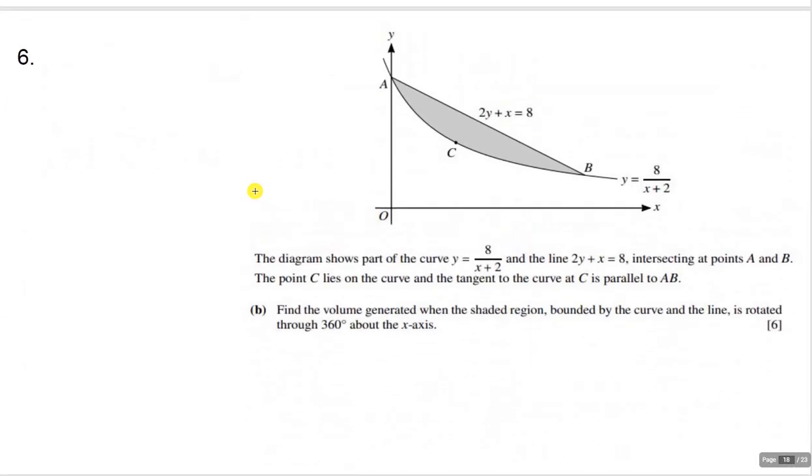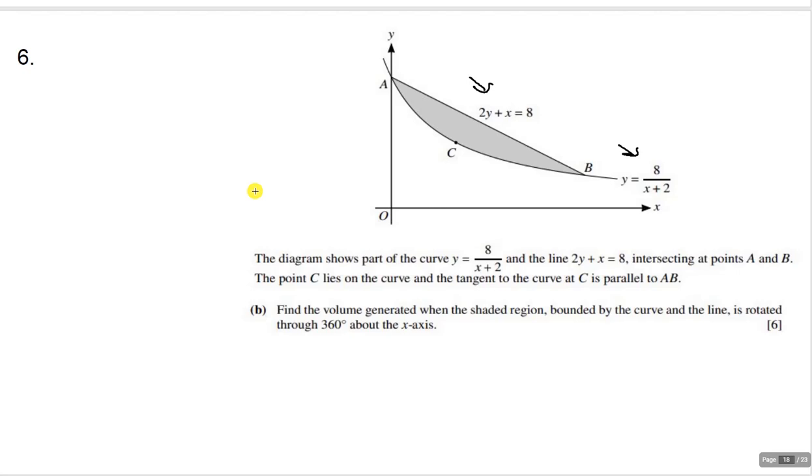And then part B, what they want us to do is find the volume generated by this shaded region rotated around the x-axis. All right, so this is similar to the one we did a few minutes ago. What we're going to do is rotate this around the x-axis, and then rotate this around the x-axis, and subtract them. The top one minus the bottom one.